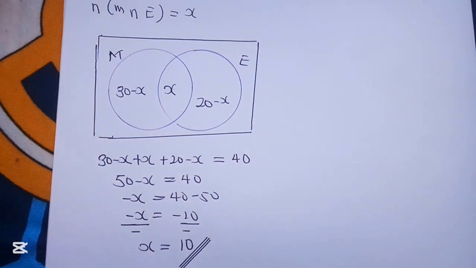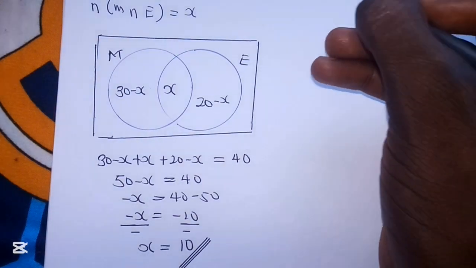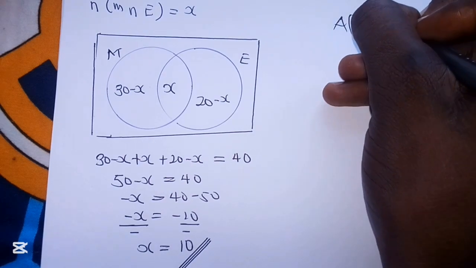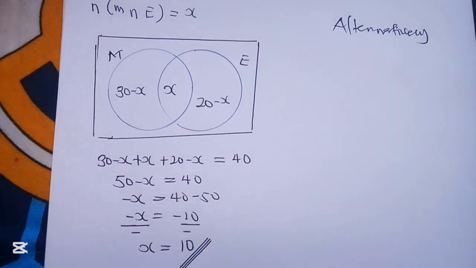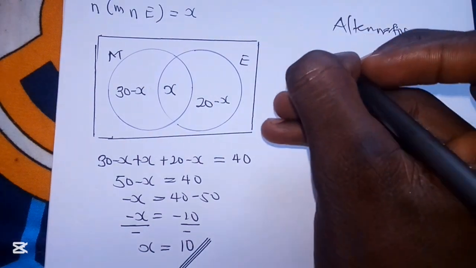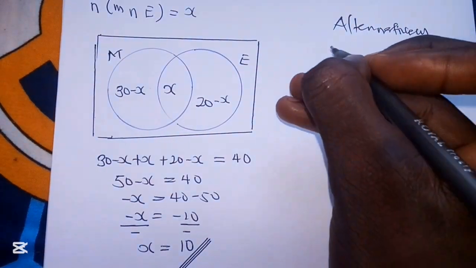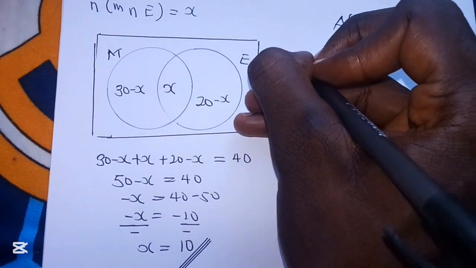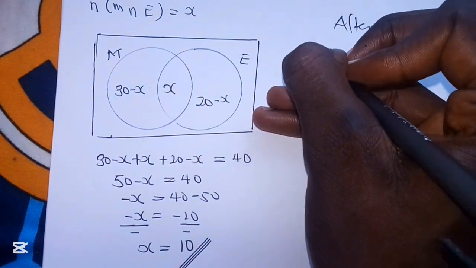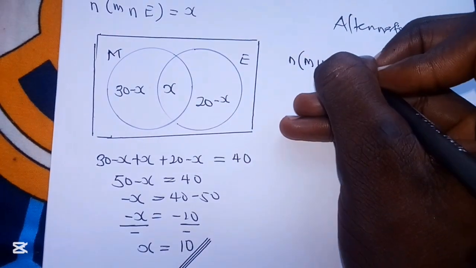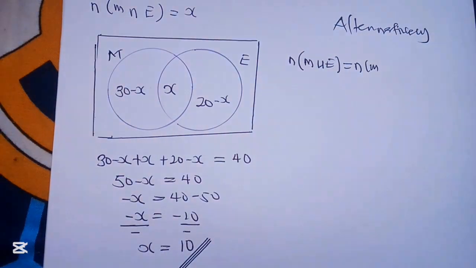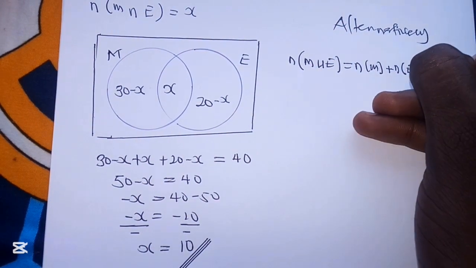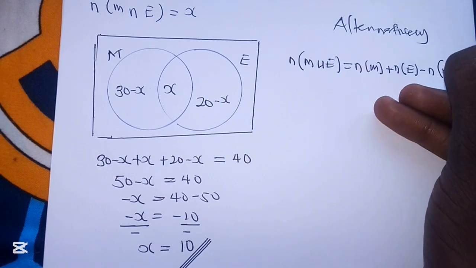Okay, so this is the first approach. Now let's look at the alternative method. Maybe you want to try the alternative method. This is the alternative. Alternatively, now we can see, let's use the alternative. The union of the number of students, that is math union English, is equal to number of math plus number of English minus number of math intersect English.